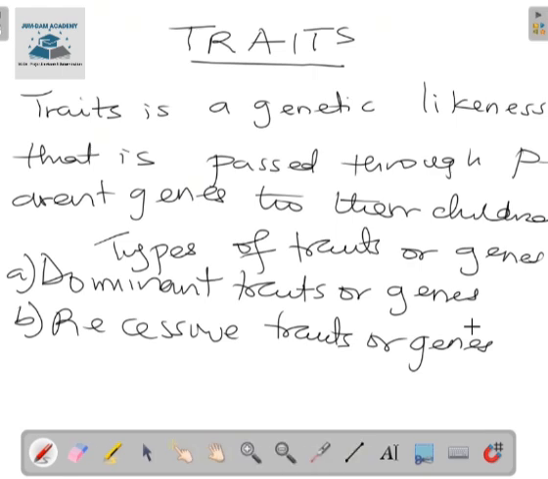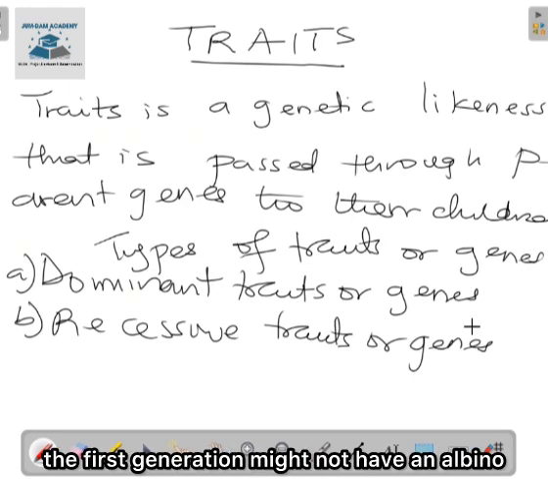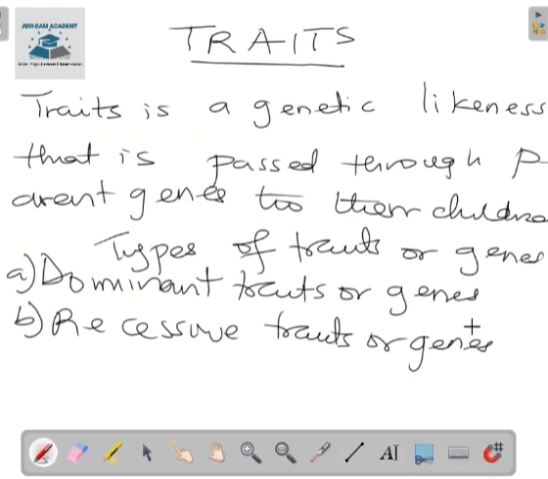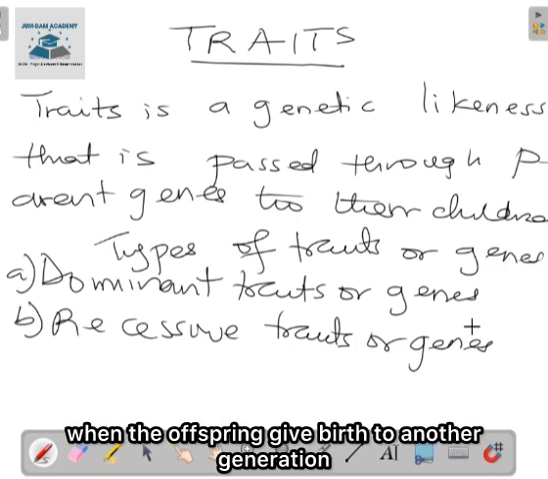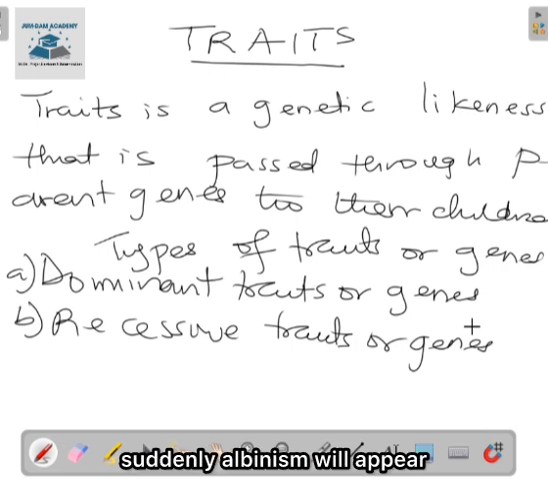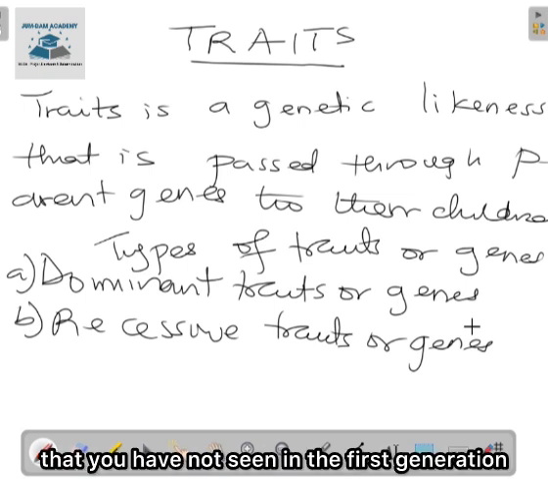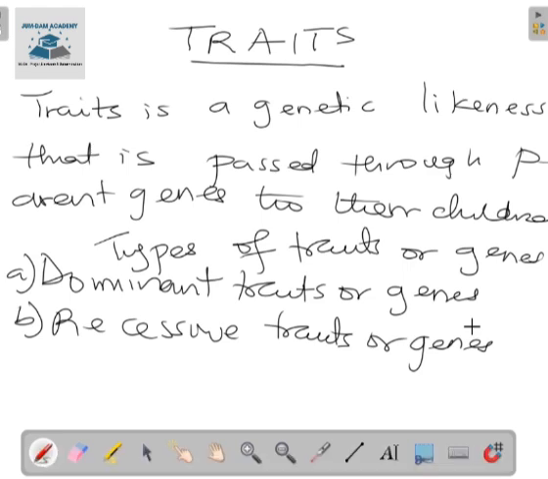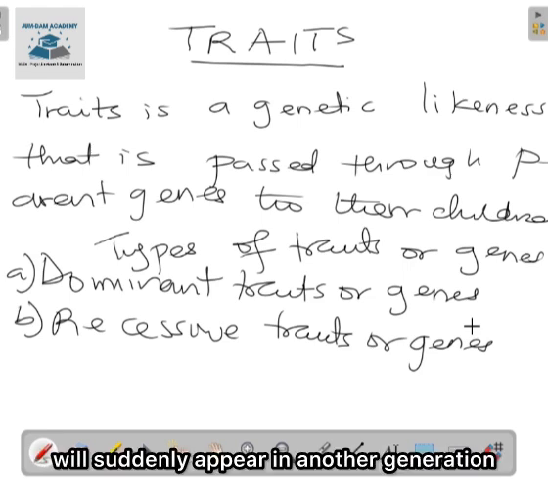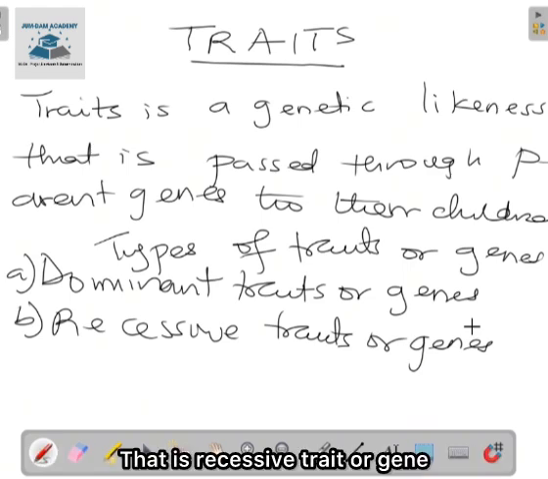albinism. When you give birth to an offspring, the first generation, you might not have an albino, but as time goes on, when the offspring give birth to another generation, suddenly albinism will appear, or another trait that you have not seen in the first generation will suddenly appear in another generation. That is a recessive trait or gene.